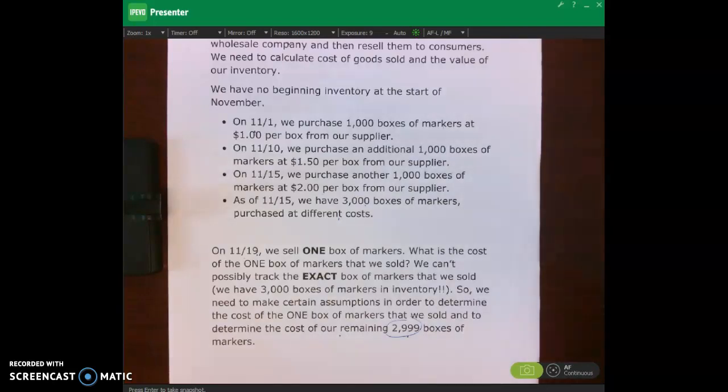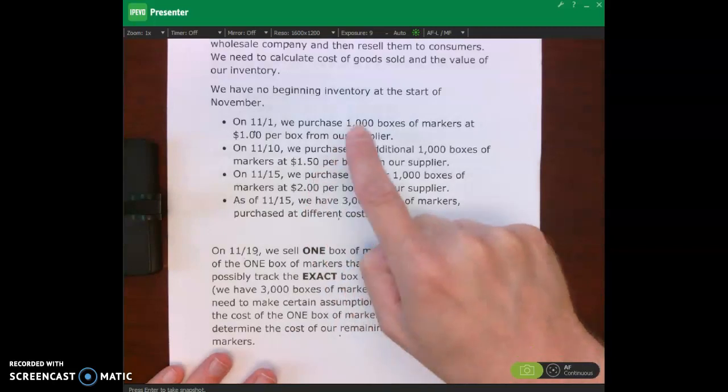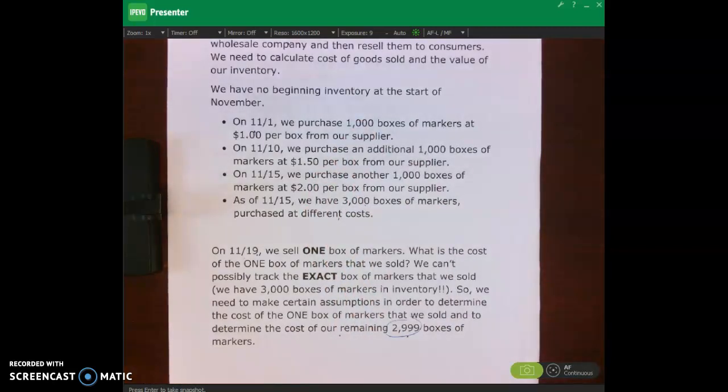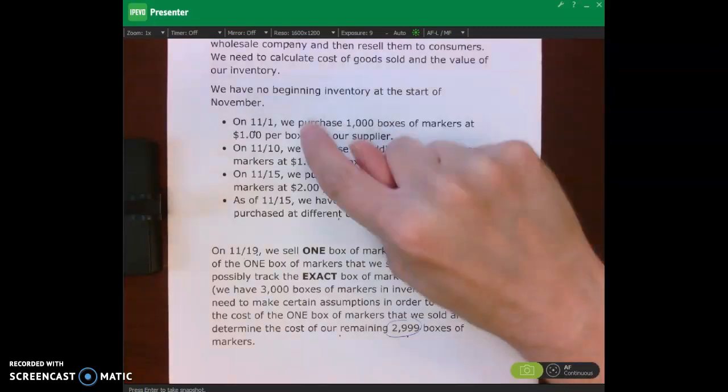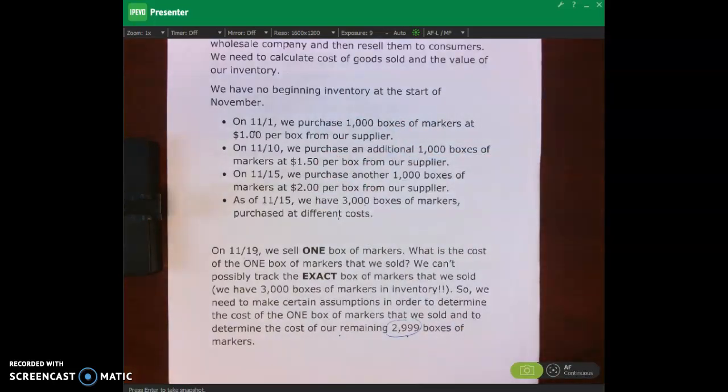But for how much? $2? $1.50? Or $1? I don't know. It's hard to say, right? You have 3,000 boxes of markers that you're trying to keep track of. You can't put that level of detail in the information system to track that for 3,000 boxes of markers, and to say out of all those 3,000, we know it's either the $1, the $1.50, or the $2. We don't know. We know we have to debit cost of goods sold and credit merchandise inventory.